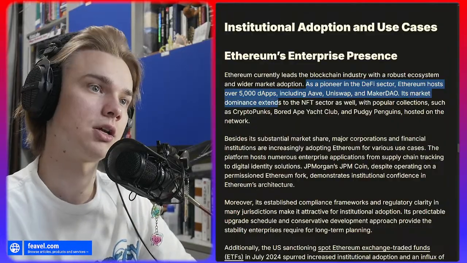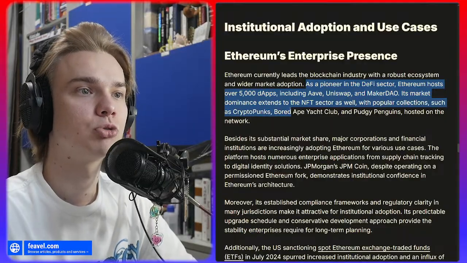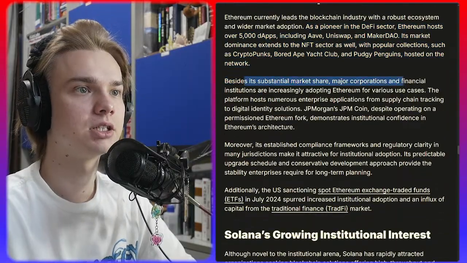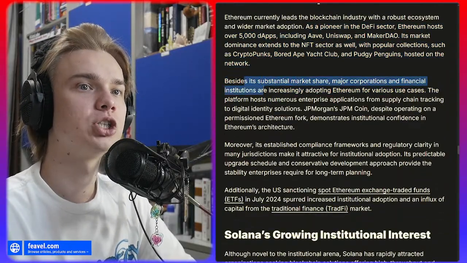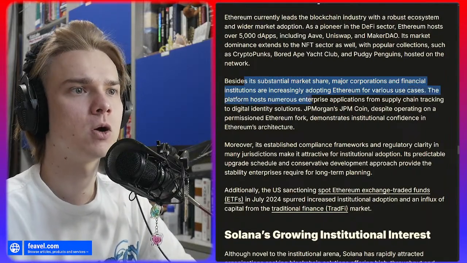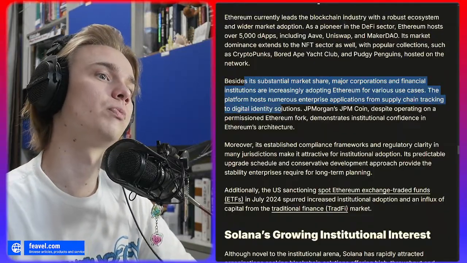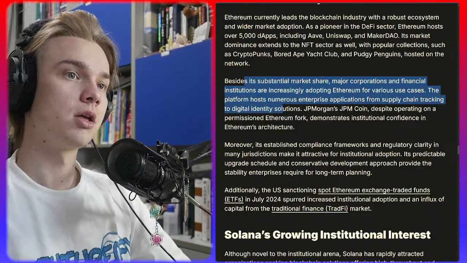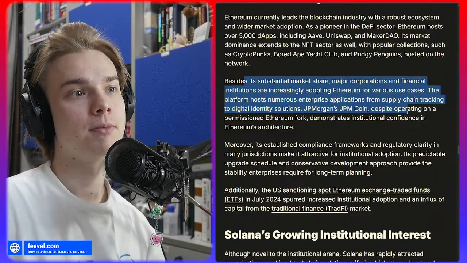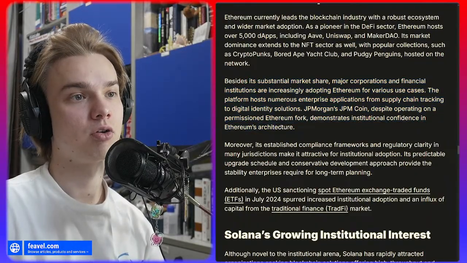Its market dominance extends to the NFT sector as well, with popular collections such as CryptoPunks, Bored Ape Yacht Club, and others. Besides the substantial market share, major corporations and financial institutions are increasingly adopting Ethereum for various use cases. The platform hosts numerous enterprise applications from supply chain tracking to digital identity solutions. JP Morgan's JPM Coin, despite operating on a permissioned Ethereum fork, demonstrates institutional confidence in Ethereum's architecture.